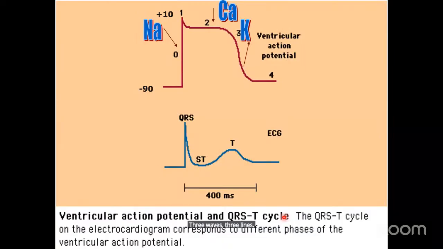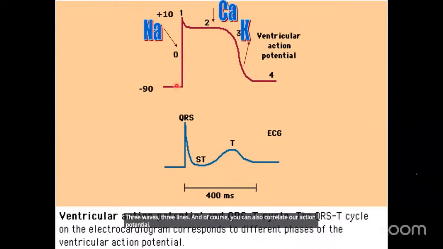And of course, we can also correlate our action potential to our electrocardiogram. So this is what is actually happening inside the ventricular or the cardiac myocyte. So you can see now we can understand this number, which is minus.